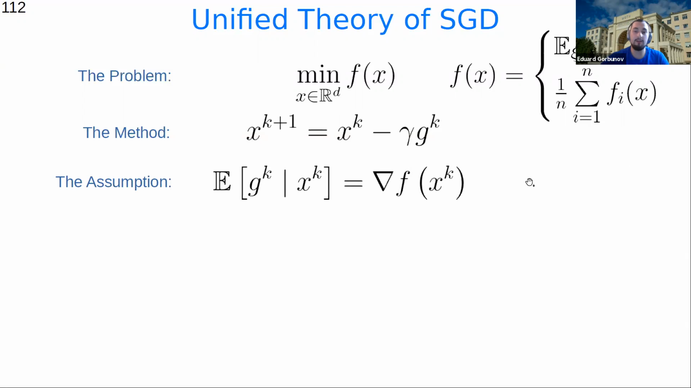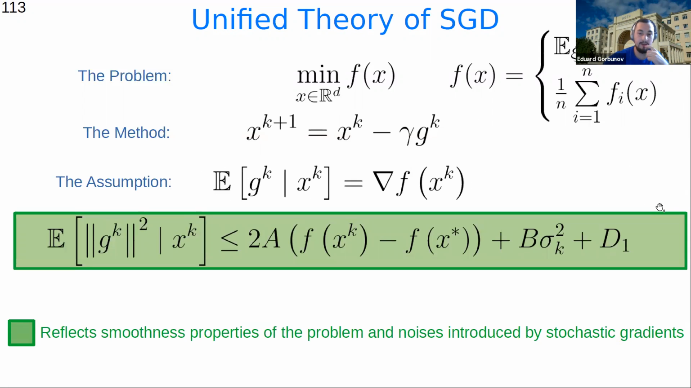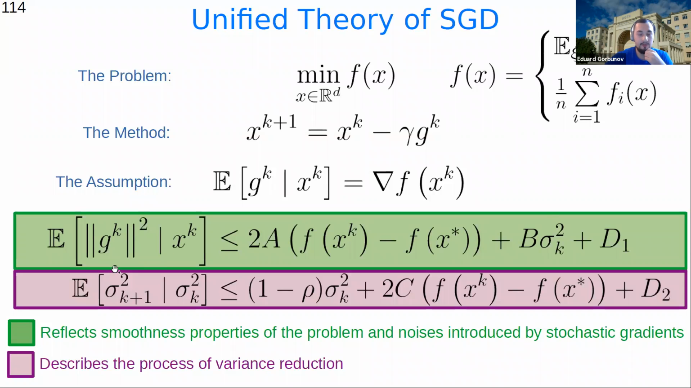And here g_k, and we introduced a new assumption on g_k. This assumption is just unbiasedness of g_k, conditional unbiasedness, and also two extra inequalities. The first one reflects just smoothness properties of the problem, and noises introduced by stochastic gradients. It's just some inequality for the second moment of the stochastic gradient, and our assumption has another inequality, and this inequality is needed for variance reduced methods, and it describes the process of variance reduction.